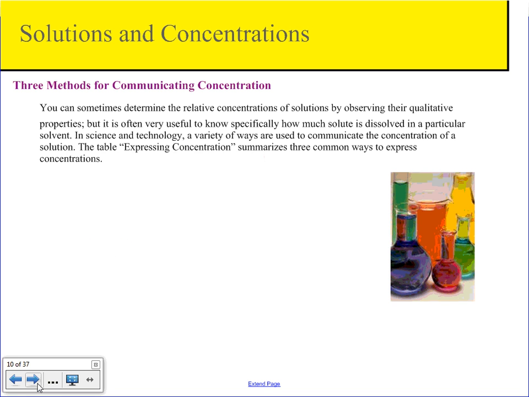So there are three methods for communicating concentration. You can sometimes determine the relative concentration of solutions by observing their qualitative properties, but it is often very useful to know specifically how much solute is dissolved in a particular solvent. In science and technology, a variety of ways are used to communicate the concentration of a solution. So this table that we're about to see summarizes the three common ways to express concentration.